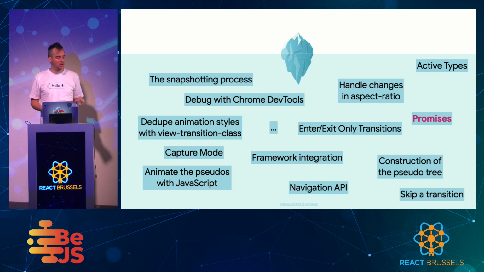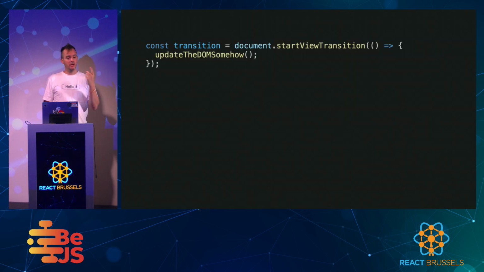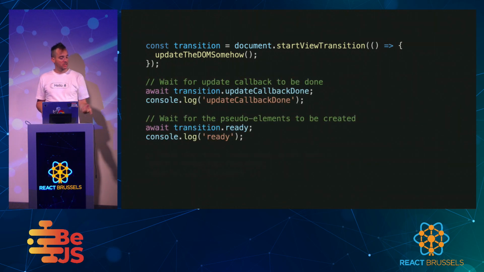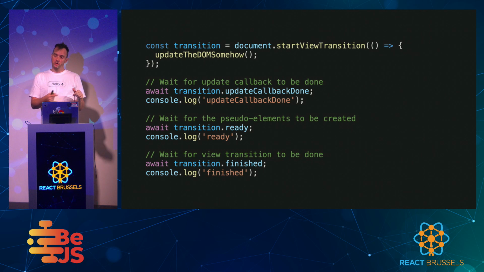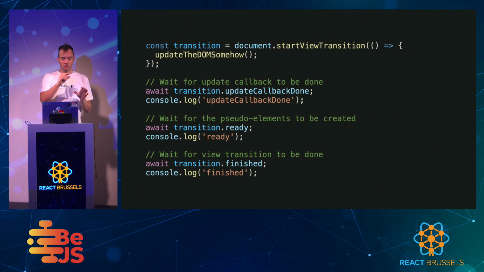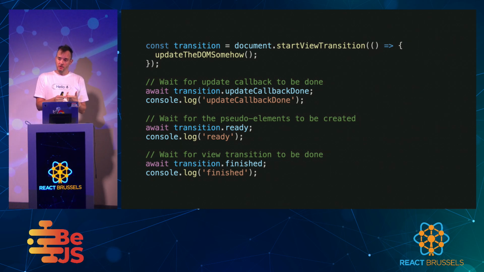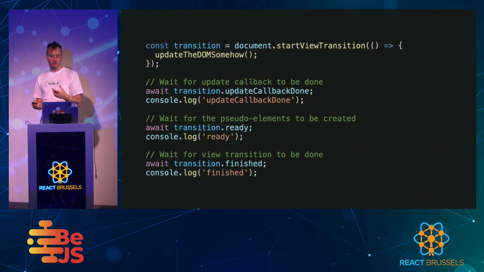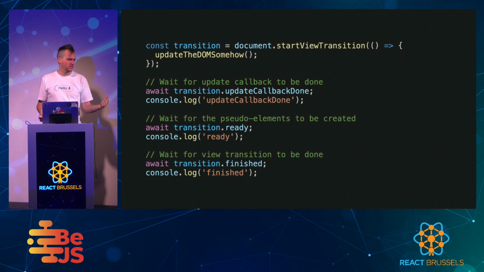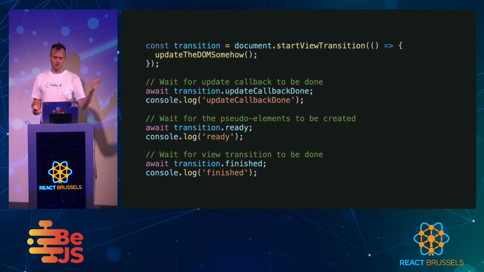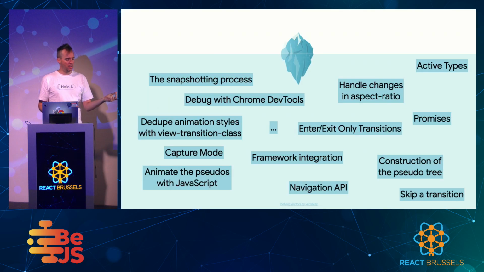One thing that I want to talk about are the promises, because when you create a view transition, you get back a view transition object, and on there are 3 promises that you can await. The first one is to wait until the update callback is done, so the code inside that you passed as the callback has been executed. The second one is that the snapshots have been taken and the pseudo tree has been constructed. And then finally, you can await for the transition to be finished, which allows you to do some cleanup afterwards. And yes, you can also skip a transition. It's transition.skipViewTransition, and then you're done. So those were the promises.